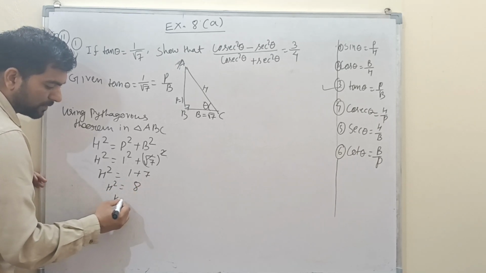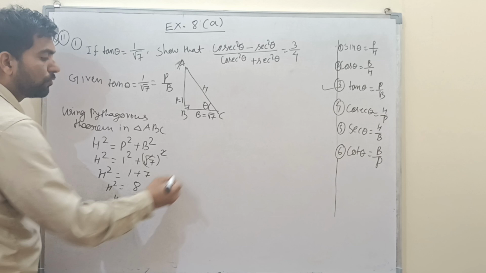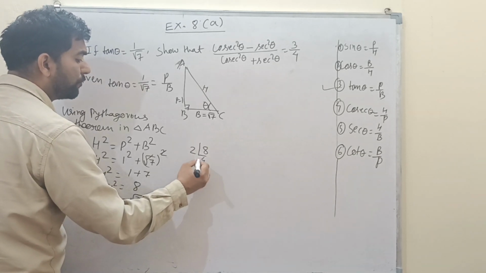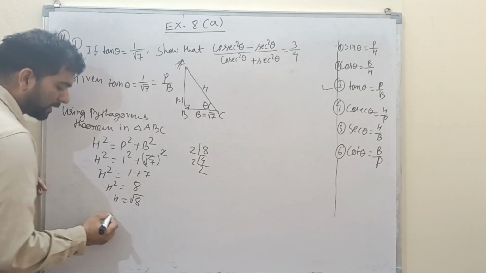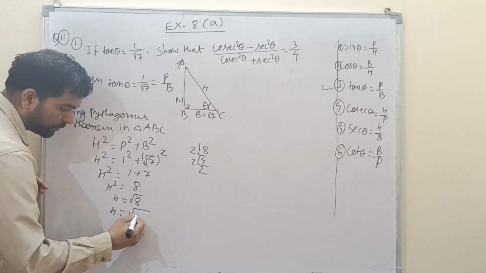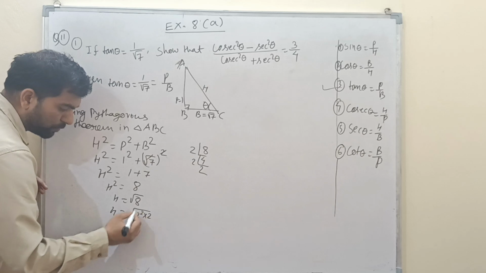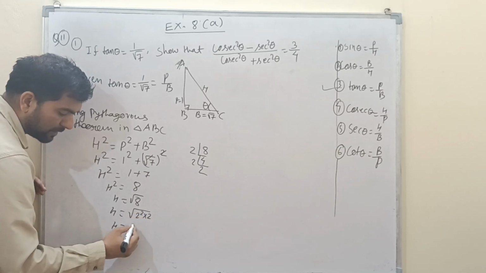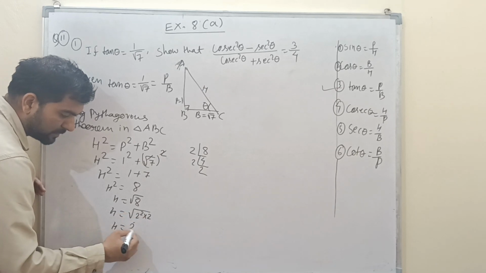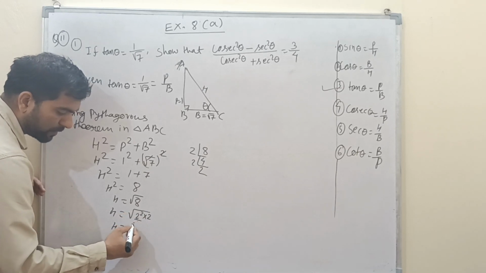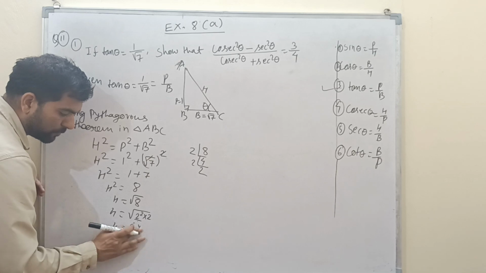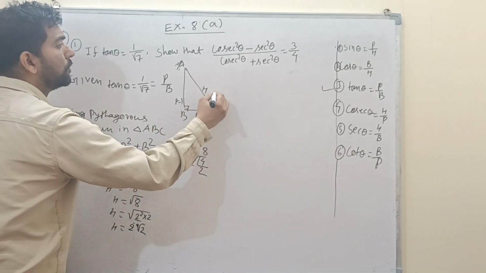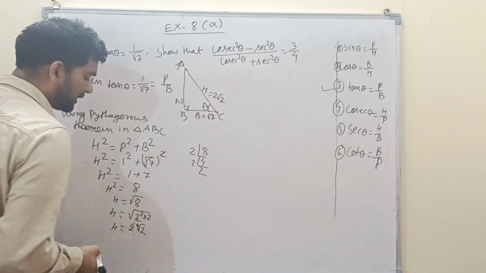So H will be root over 8. And root over 8, what can we write? 8 we can write as 4 into 2, and 4 is 2 square. So I can write H as root of 2 square into 2. Since 2 has a square, I will take it outside the root; square and root cancel, so 2 comes out of the root. So this will be 2 root 2. So H we got as 2 root 2.